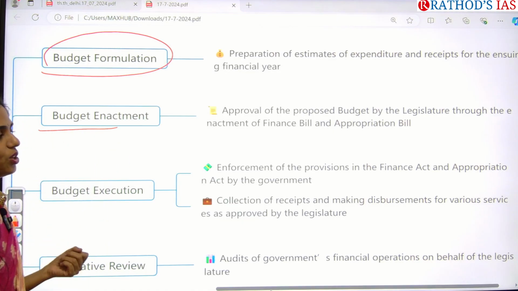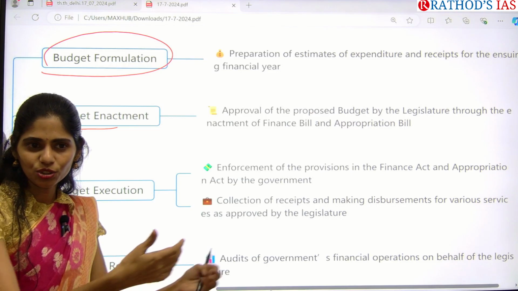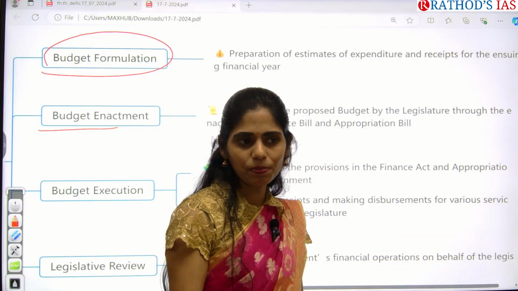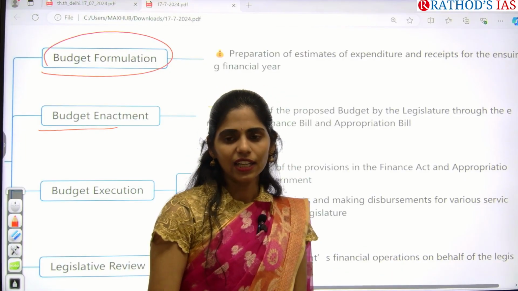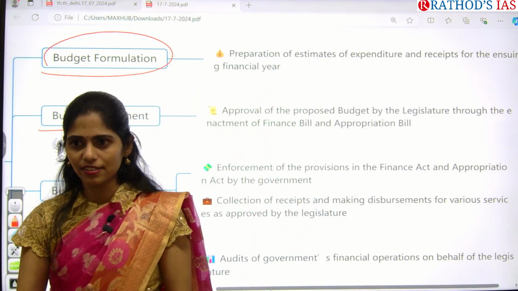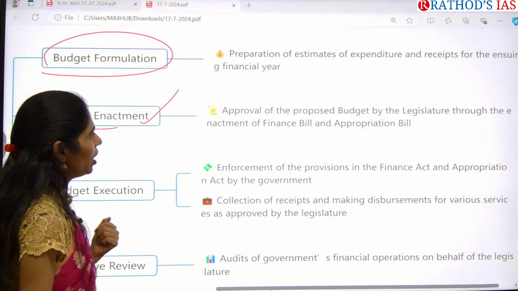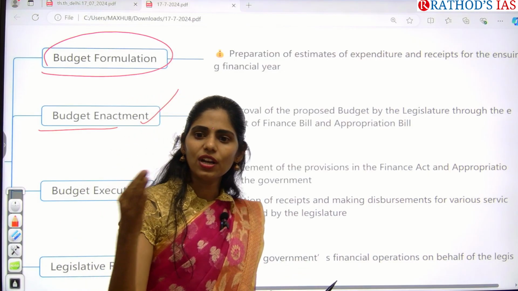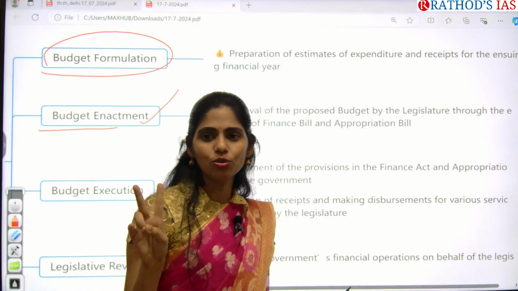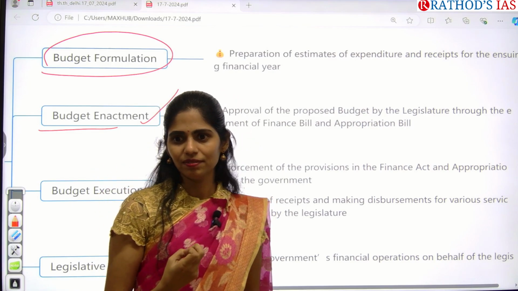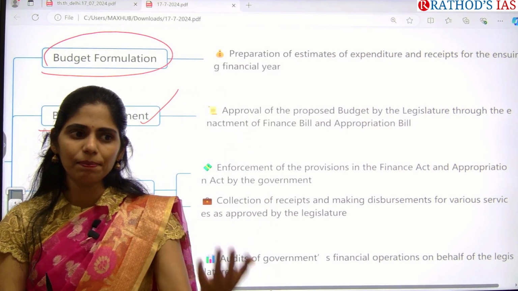After sending this budget to the finance ministry, they have to place the budget in the parliament, and they want to get it passed. So that is the second step, called budget enactment, where they have to pass it. Whenever they pass it, it is passed by two bills. The first one is the appropriation bill, the second one is the finance bill. Through these two bills they will pass this.